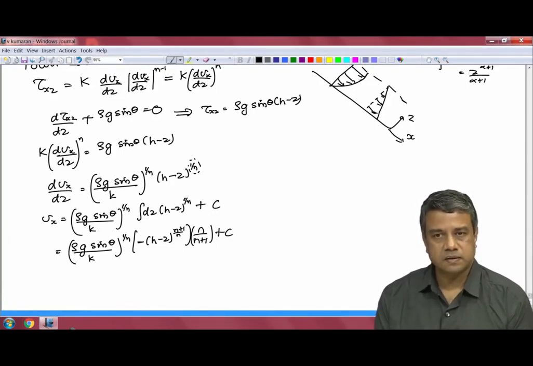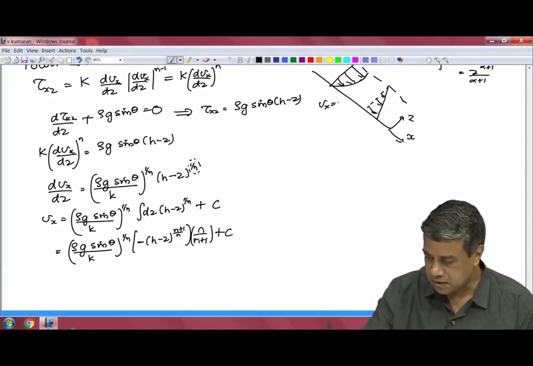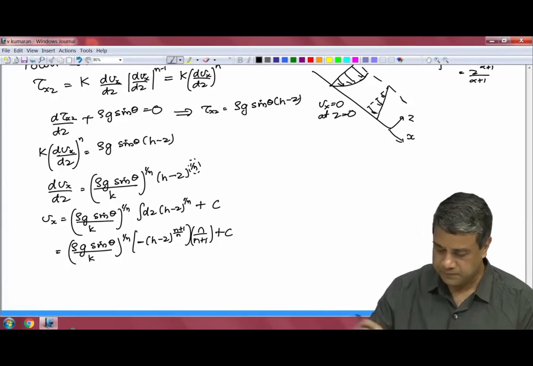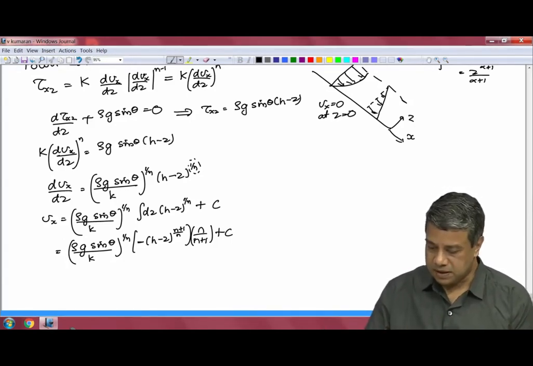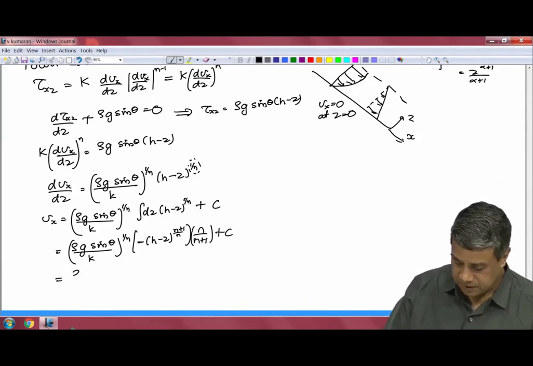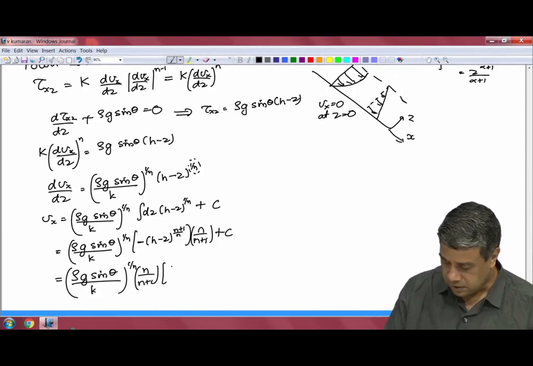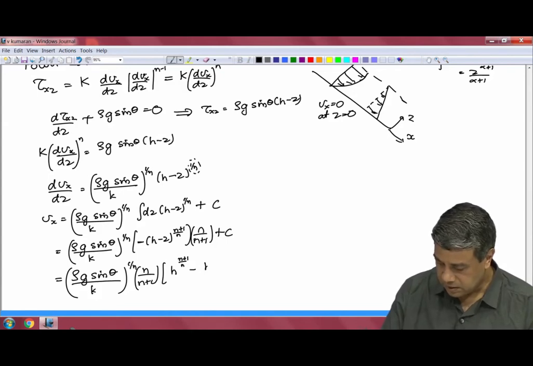The boundary condition is that velocity is equal to 0 at z equal to 0. Using that, I can easily find the constant c. And the expression for the velocity is rho g sin theta by k whole power 1 by n into n by n plus 1, into h power n plus 1 by n minus h minus z whole power n plus 1 by n.